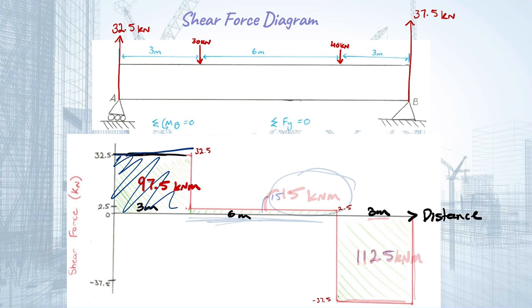And then for this one, we have a height of 2.5 and a distance of 6. So we times 2.5 by 6, we get 15. So 15 kilonewton meters. And if we times 37.5, which is this distance, by 3 meters, then we get 112.5 kilonewton meters. Alright, so we've got that labelled. Now, these are essentially the moment forces acting along these planes.